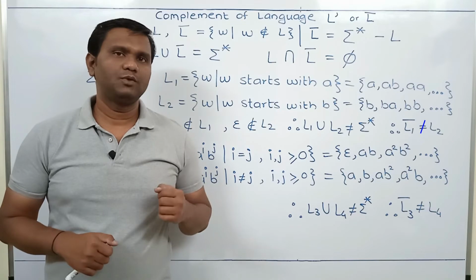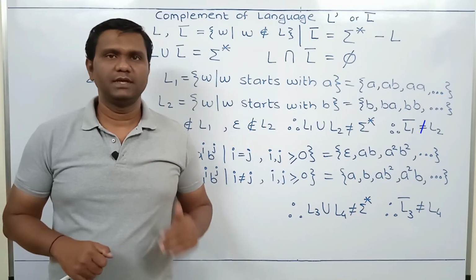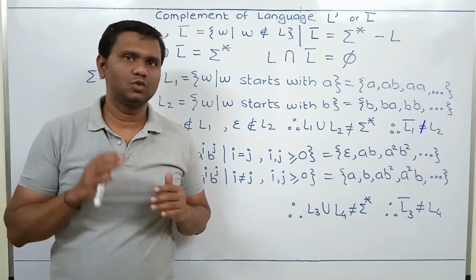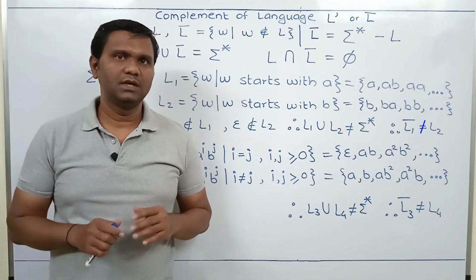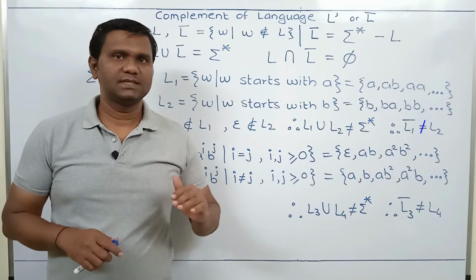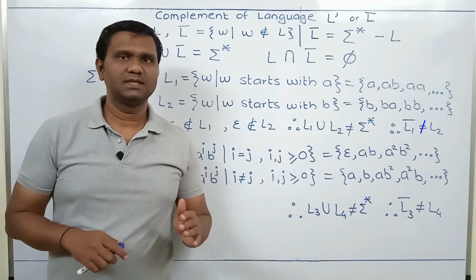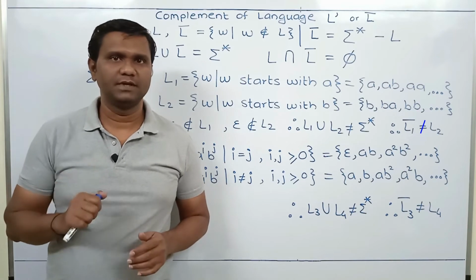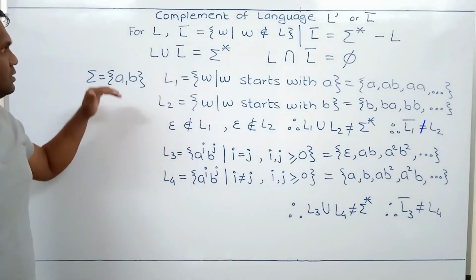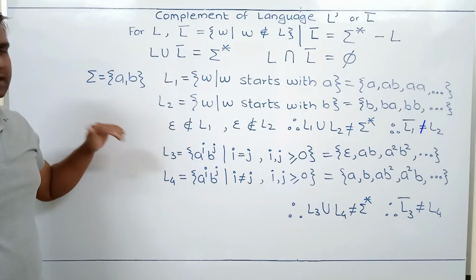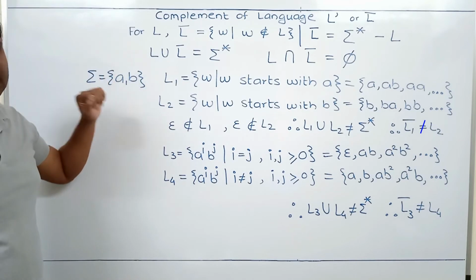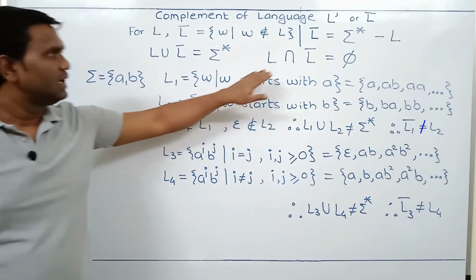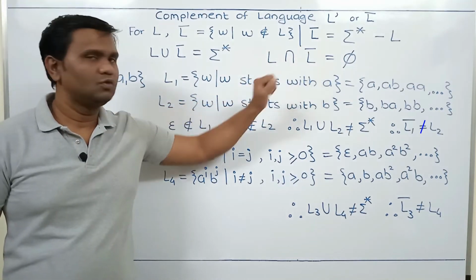Now, whenever you have to calculate complement of the language, you cannot simply modify the given language description to get the complement. You need to think what strings are part of the language, what strings are not part of the language, and then you go for complement of the language. So when you calculate complement of the language, these conditions must be satisfied: L union L complement equal to sigma star, L intersection L complement equal to phi.